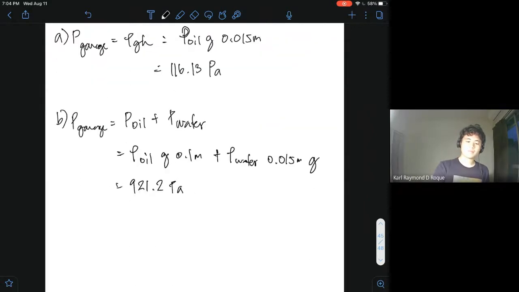Lastly, mass and density of the block. Ito na yung pinakamahirap. Pero madali lang yan. Paano ba yun? Paano ba yun?